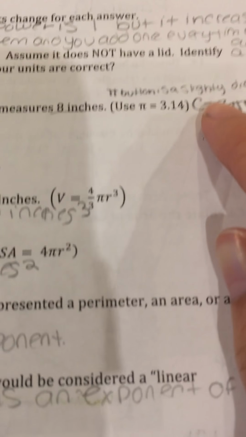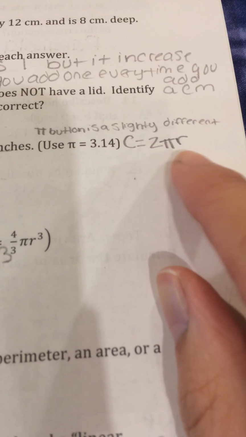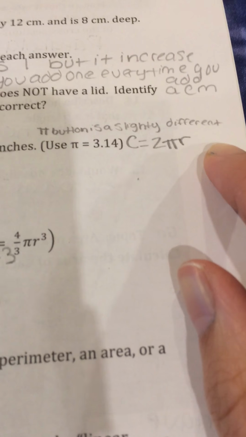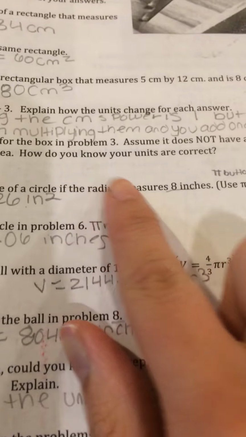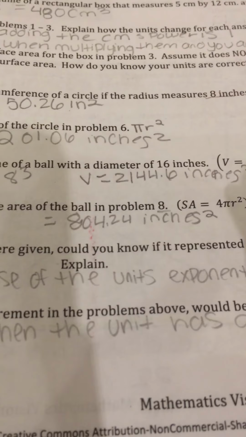And then she also gave us the circumference equation, which is 2 pi r, with r being the radius. It gives you the radius here, but say it gives you the diameter, you just have to divide it by 2. And pretty much everything else here, it gives you an equation.